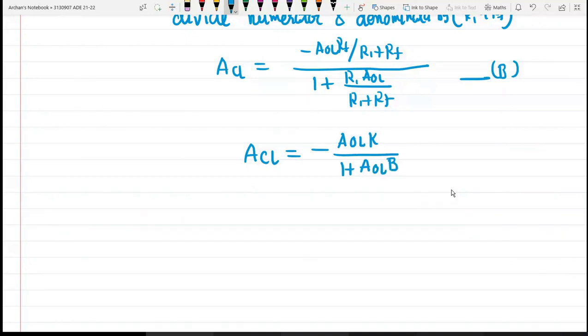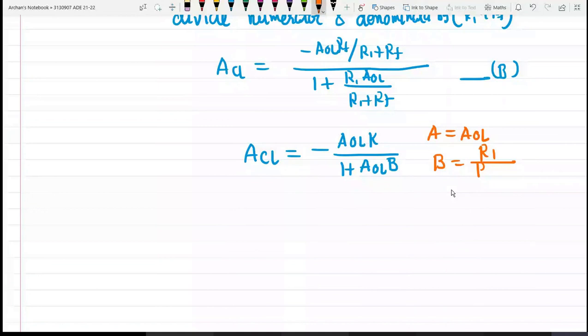Where A is AOL, which is the open forward path gain, B is R1 divided by R1 plus RF, which is the feedback path gain, and K is RF by R1 plus RF, which is the voltage attenuation factor. So we have this equation of closed loop gain.